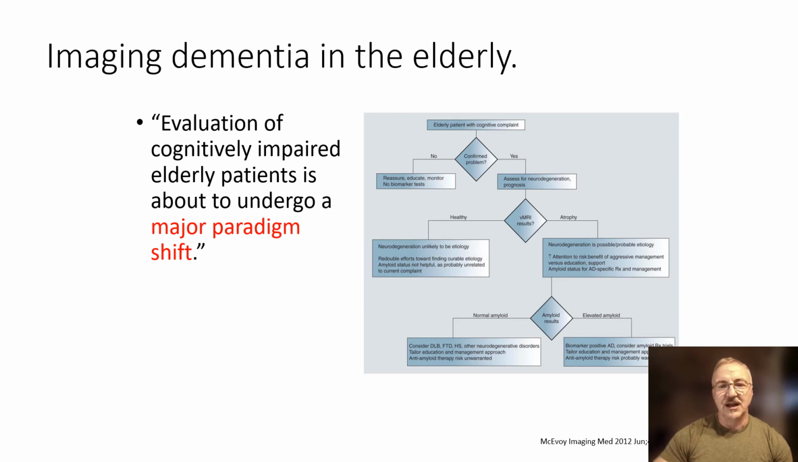But again, I think this paradigm shift in the assessment of dementia continues, and so that's some of the evidence of FDG in Alzheimer's disease.